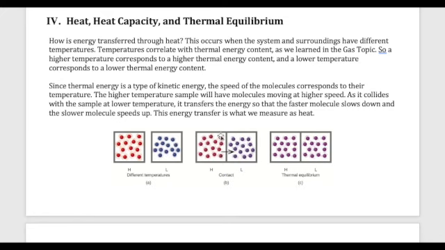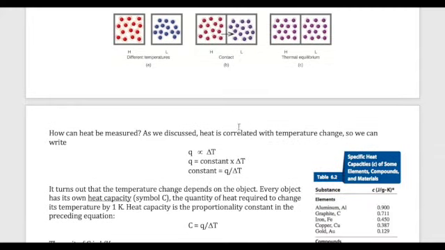So when that interface between the two systems or the system and surrounding happens, the higher kinetic energy molecules will then hit the lower kinetic energy molecules, and then that energy would be transferred. Eventually they'll reach a state that's known as thermal equilibrium, where the temperature of both sides, system and surroundings, are equal to each other. So how do we measure this transfer?